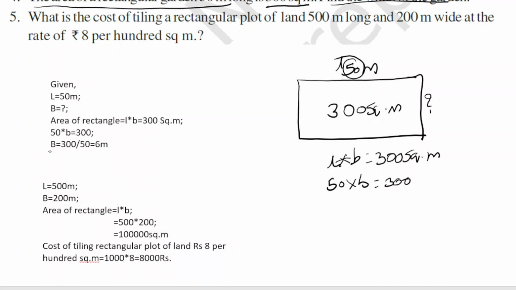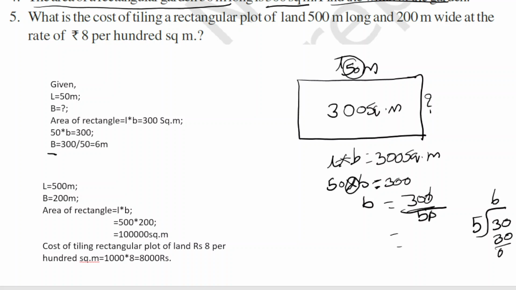So we need to find out the breadth of the garden. So breadth is equal to 300 by 50, because this is the product, and if it comes this side, other side of the equal to, it will become divided by. So 300 by 50, this is equal to 6, since 5 goes into 30 six times. So the breadth is 6. So the width must be 6 meters.